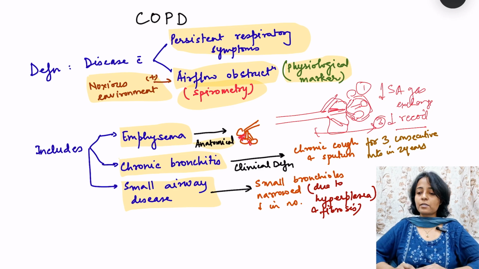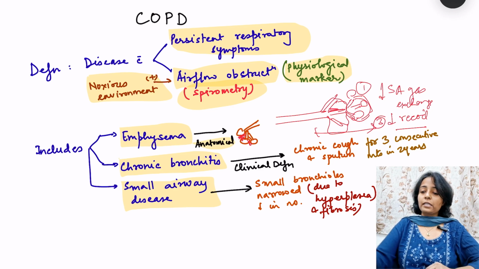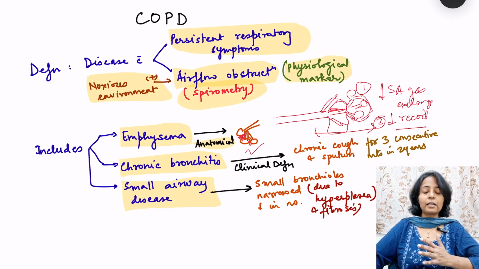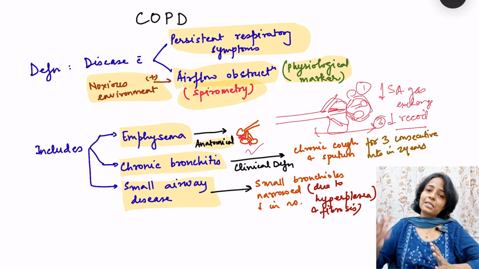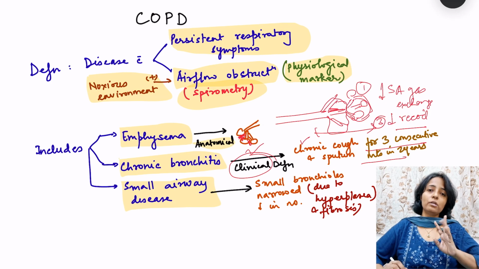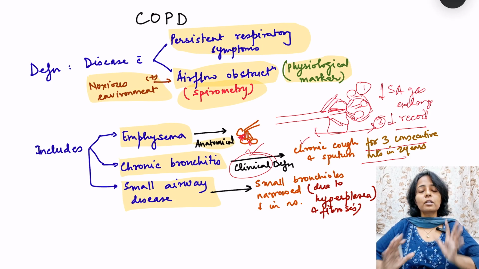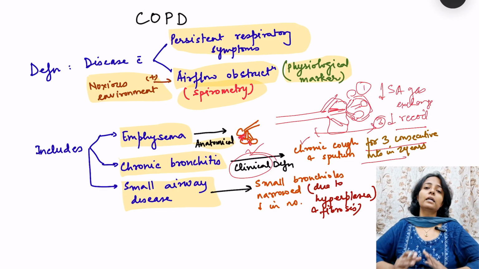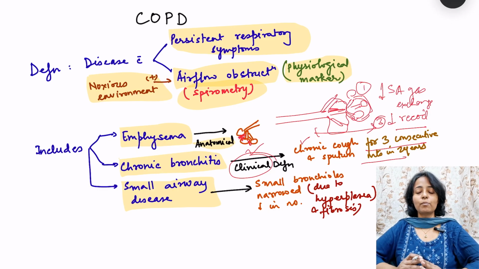So that is emphysema. Coming to chronic bronchitis, it is defined clinically. Emphysema is defined anatomically, and that also is seen in chest x-rays. Chronic bronchitis, on the other hand, is defined clinically, and that is the presence of chronic cough with sputum for 3 consecutive months in 2 years. So in the last 2 years, if he had chronic cough with sputum for 3 consecutive months, then it is known as the presence of chronic bronchitis.